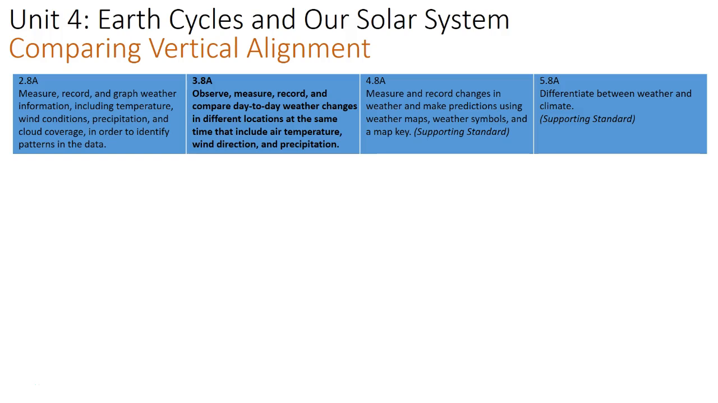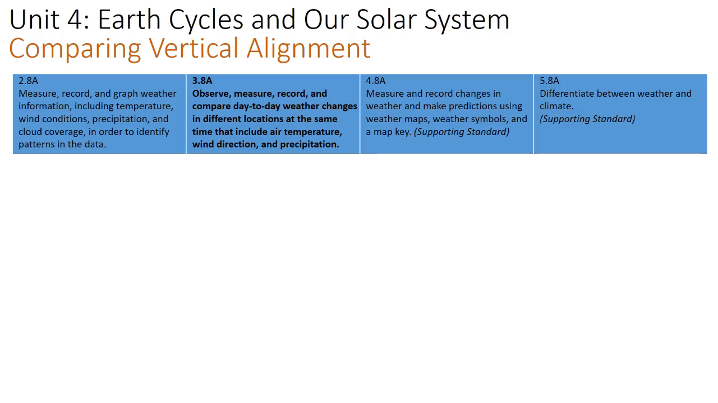Okay, so let's take a look at the vertical alignment for some of the content that you're going to be teaching and make sure that we know where your students have been and where they're going. For 3.8a, our weather standard, students are going to be observing, measuring, recording, and comparing. So four verbs there, and they're going to be looking at day-to-day weather changes.